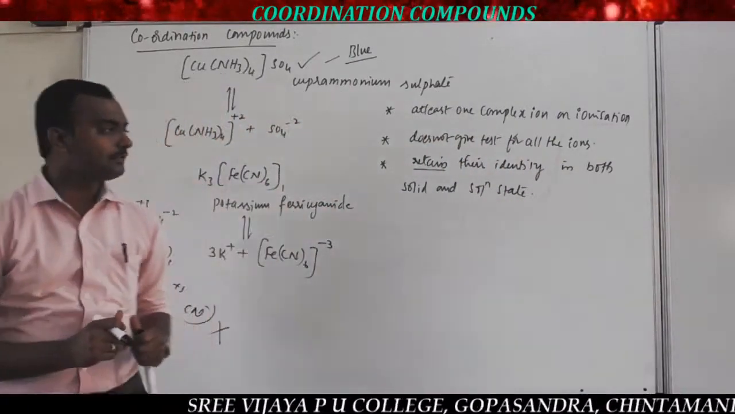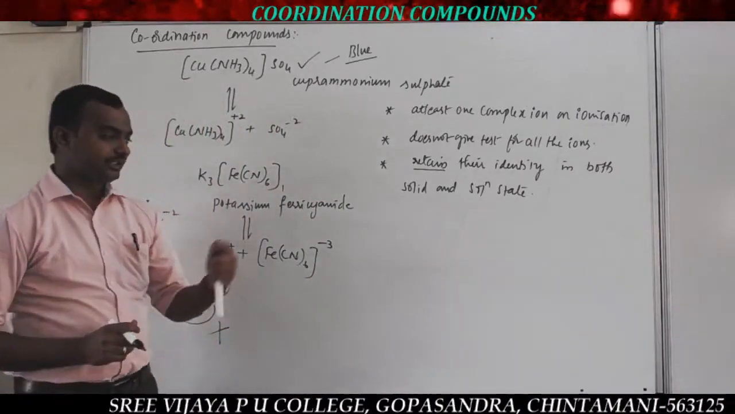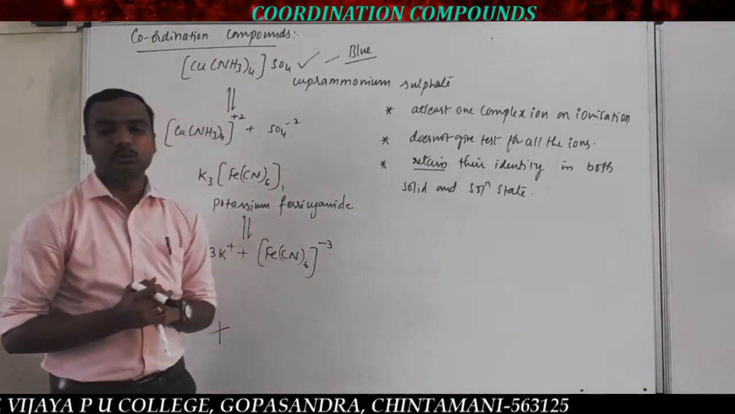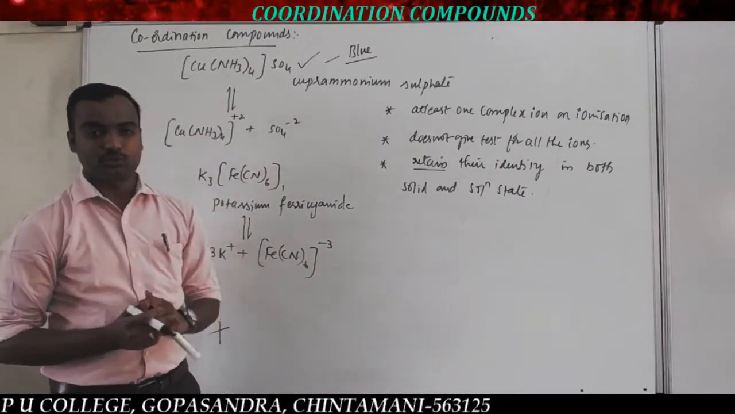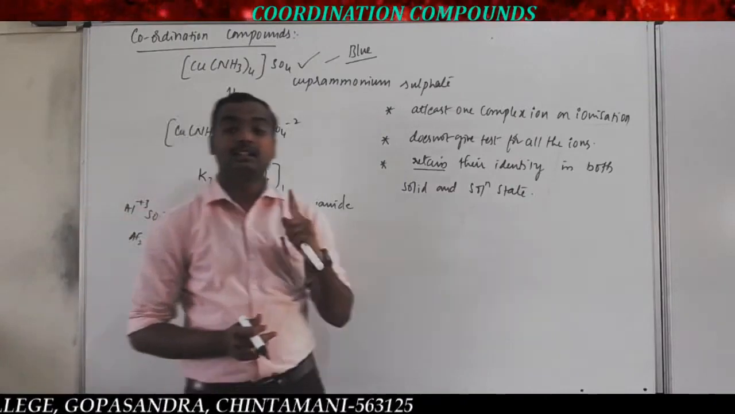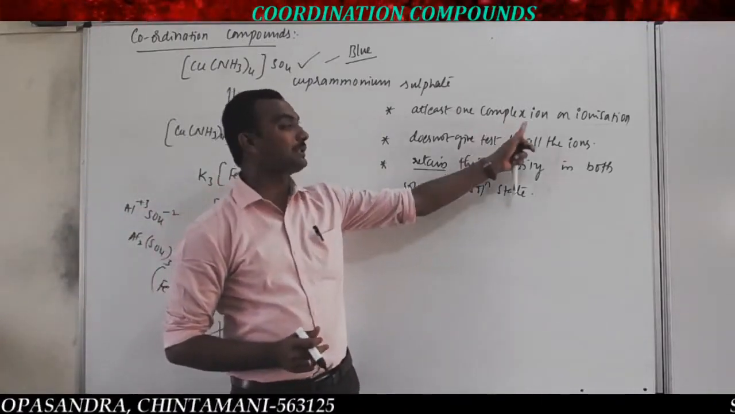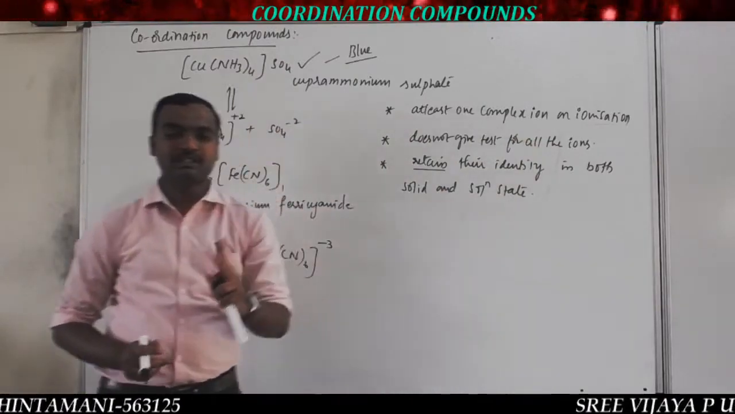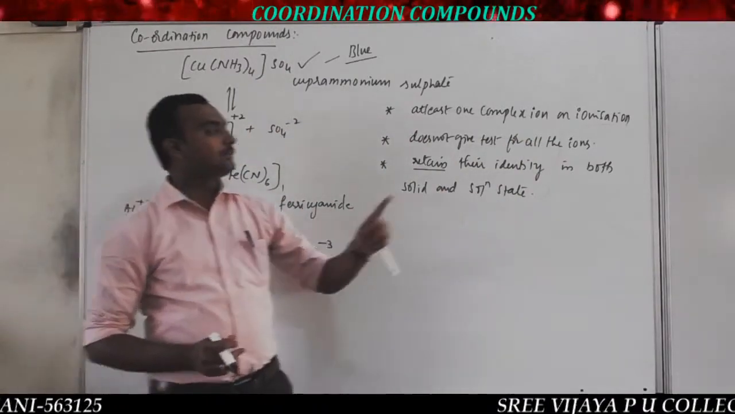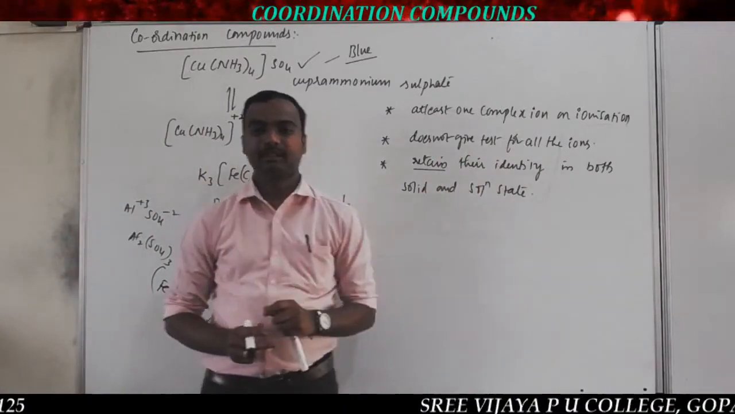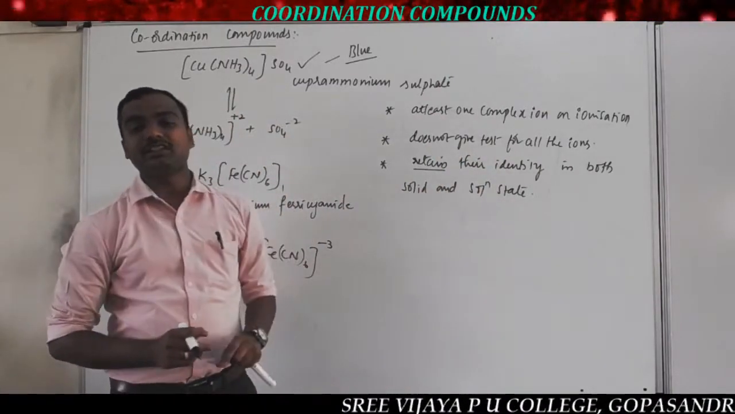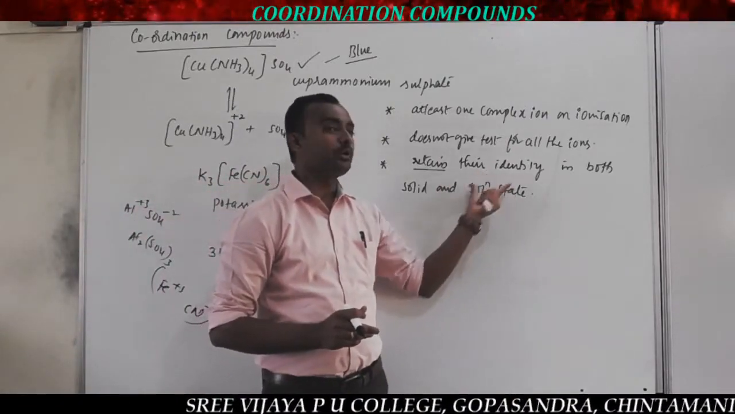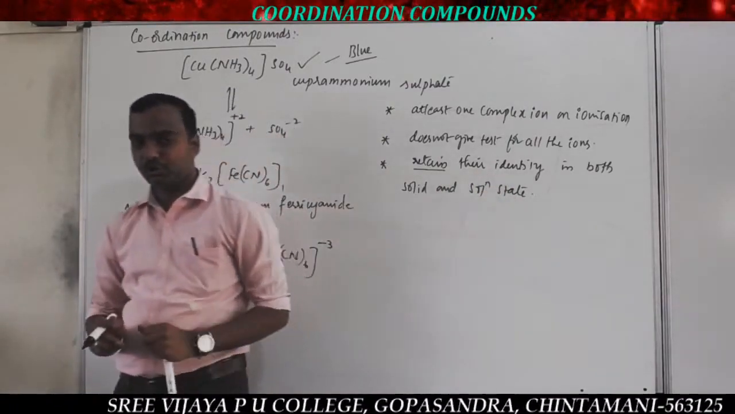So these are all some examples of coordination compounds. Next, what are the differences? Double salts are made up of two simple salts. That is one difference. Coordination compounds are made up of at least one complex ion. Next, double salts retain their identity only in the solid state, while coordination compounds retain their identity in both solid and solution state.